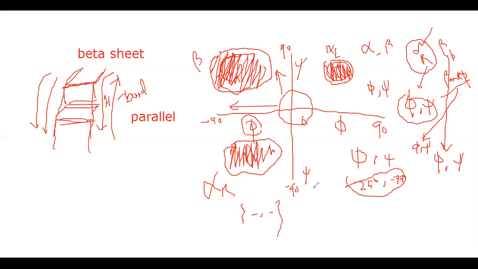And interestingly, this quadrant usually has nothing. Actually, because we have already got the alpha helix and beta sheet of the other quadrants. Usually, no protein structure gives phi and psi angles that are located in this quadrant. This quadrant means what? Where phi is positive, psi is negative.